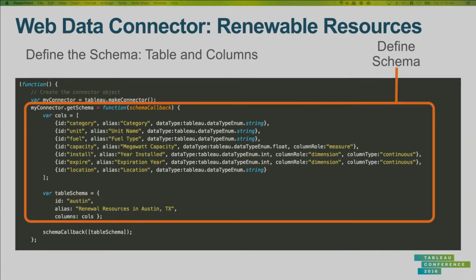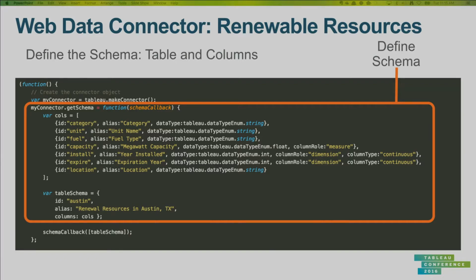So what's happening here? Basically, I've defined all of the columns that I want: the category, the unit, the fuel, the capacity, the year, the expiration. And then I also have a table schema. So I'm just saying, here's what I want from that data source, and here's where I can craft that experience.